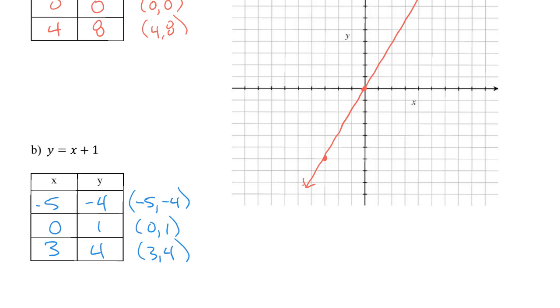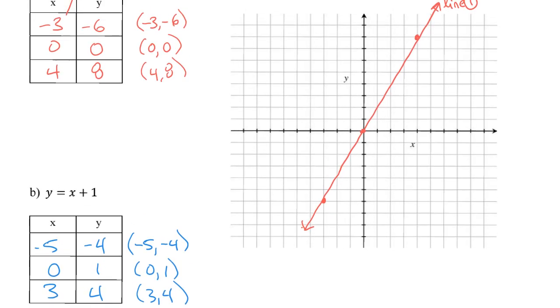Now I'm going to go to my grid and plot those points. -5, -4 is going to be -5 in the x direction, 1, 2, 3, 4, 5, and then -4 in the y direction, 1, 2, 3, 4. So it's going to be right there. 0, 1 is going to be a y-intercept because the x is 0, and it's going to be right there. And then 3, 4 is 3 in the positive x direction, 1, 2, 3, and then up 4, 1, 2, 3, 4, right there.